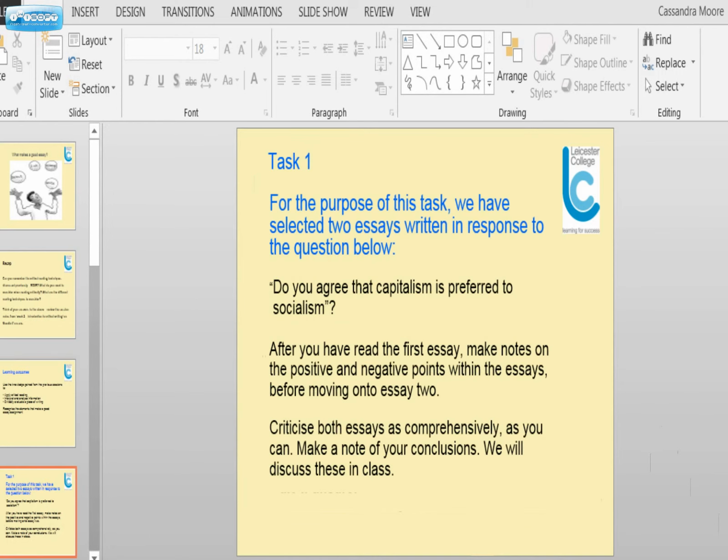So the first thing you should be doing for this task is to read a previous essay for me. I've got 2 essays that are written in response to the same question, which we'll be discussing in class. So before you come to class, what you should do at this point is pause the video, have a read through both of these essays, and make some points about both of them, thinking about positives and negatives. Think about how you can critically evaluate these.